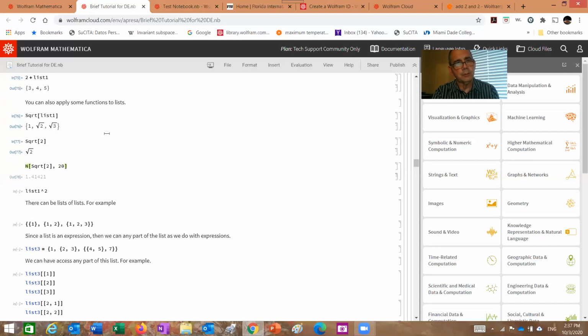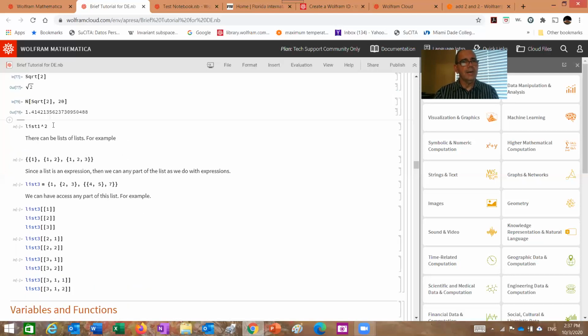If you want an approximation with 20 digits, you press Shift Enter, and you now get the square root approximate rounded to 20 decimal places. It can be up or it can be down.